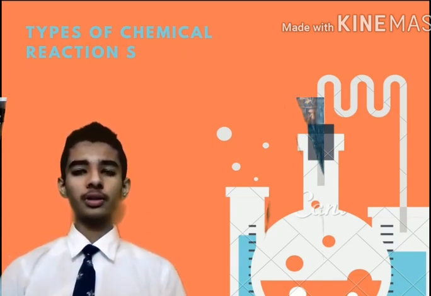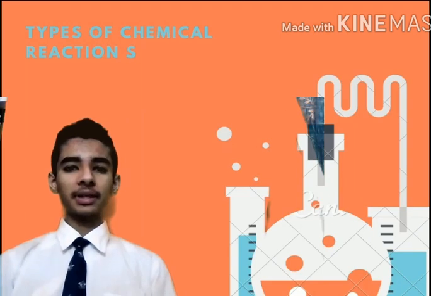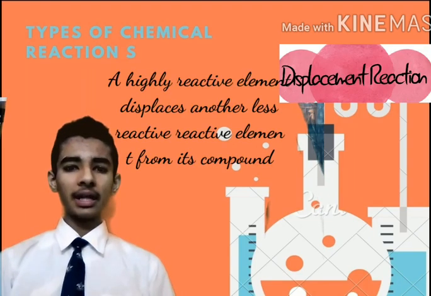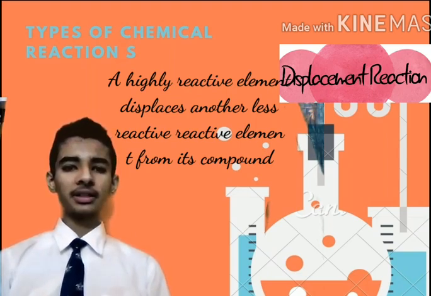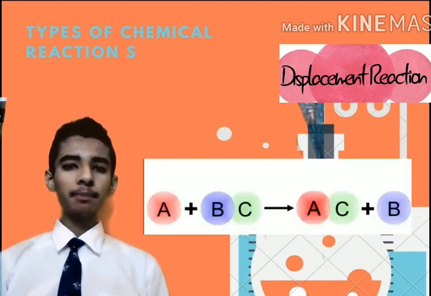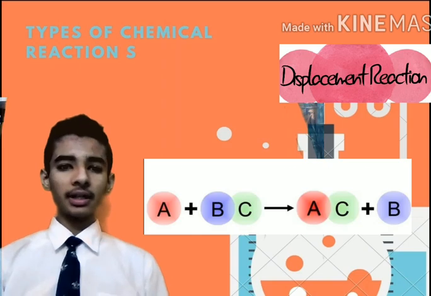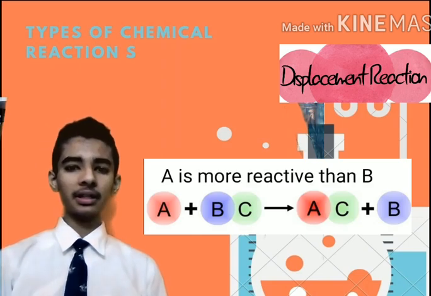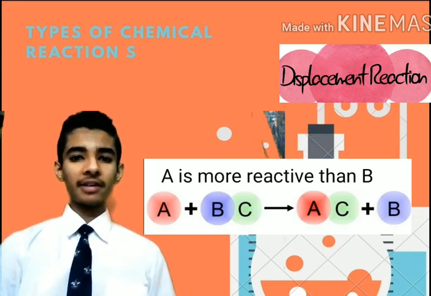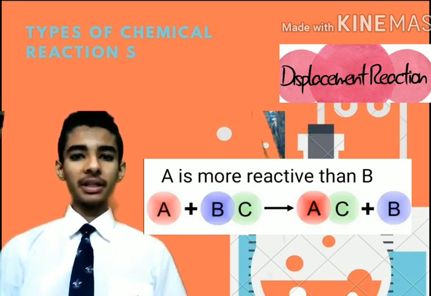Now let's move to the third topic, that is displacement reaction. In displacement reaction, an active element displaces another less reactive element from its compound, and this reaction is also known as single displacement reaction. Let's visualize it. A plus BC. Note that A is more reactive than B, so it will replace B from its compound and form AC plus B.